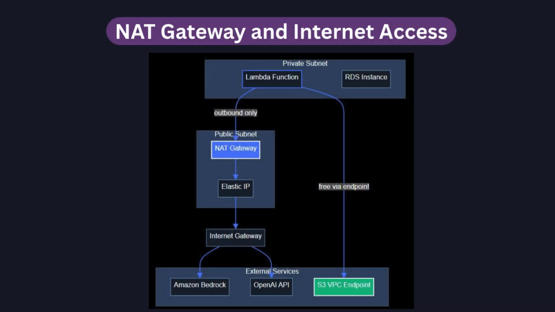NAT Gateway and Internet Access. A NAT Gateway allows resources in private subnets to access the internet for outbound traffic only, while still blocking inbound connections. It is placed in a public subnet and uses an elastic IP for translation. NAT gateways are required for private workloads to access external APIs or AWS services. However, VPC endpoints provide a cost-efficient alternative by allowing private access to AWS services like S3 and DynamoDB without using the internet or NAT gateway.